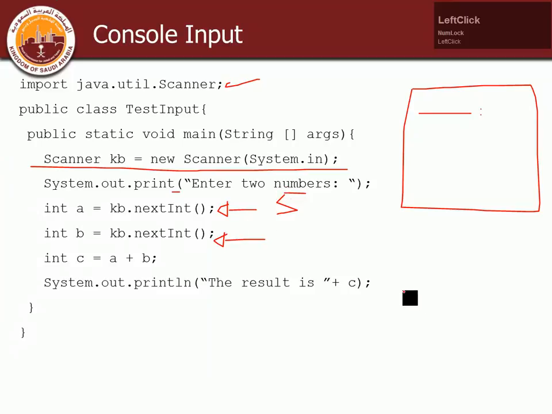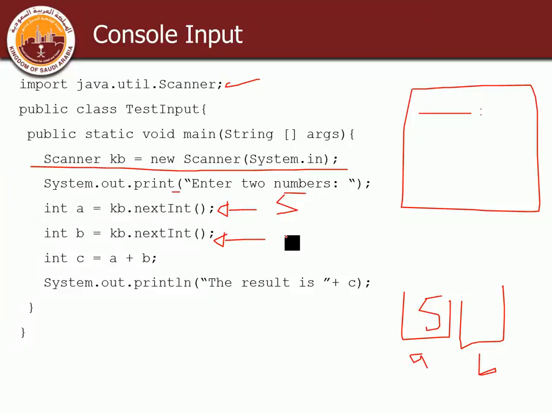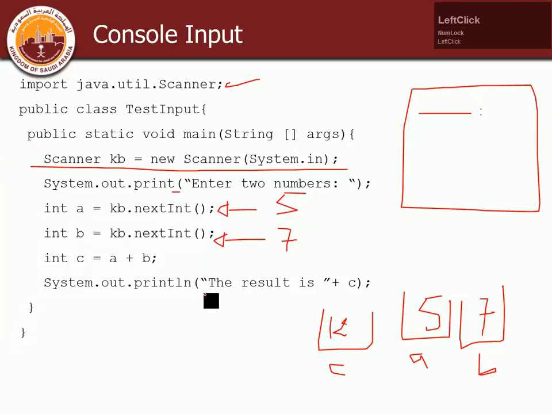So this 5 is going to be A, which will have 5 inside. What about B? Well, once this is done, it's going to go here, and if I type, let's say 7 and press enter, this is going to be in B. We'll have 7. Now I have another variable named C, which has A plus B, which is 5 plus 7, 12, that I put in C. So this is going to be 12. And what I should see, the result is 12. This is what I'm going to see.